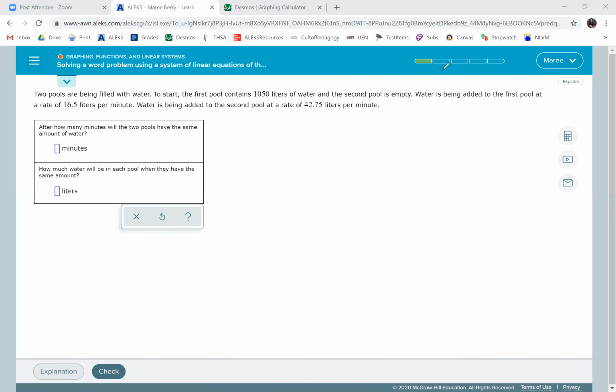So we're going to draw here two pools being filled. Let's start with 1050 liters of water in the first pool. Second pool is empty. Water's being added to the first pool at 16.5 per minute. Water's being added to the second pool at 42.75. So that was empty, so it's just plus 0. The same. So I'm going to subtract.